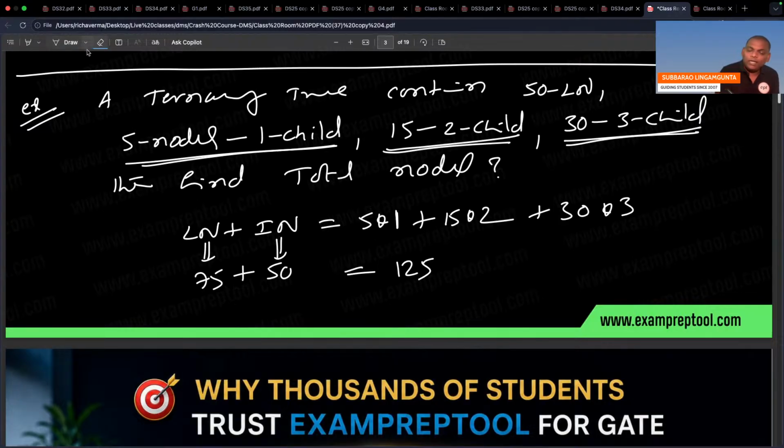If you want, you can try the diagram also. It is not possible. I gave random numbers. Right? If you want, you can check. Try to draw the tree. A ternary tree contains 75 leaf nodes. Because I wrote randomly, random things cannot work, right? A ternary tree contains 75 leaf nodes, 5 nodes with 1 child, 15 nodes with 2 child, 30 nodes with 3 child, then find total nodes.